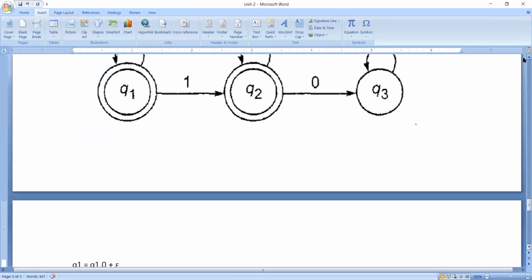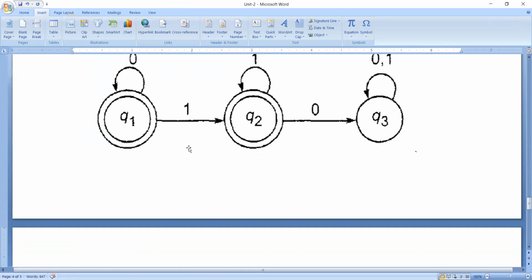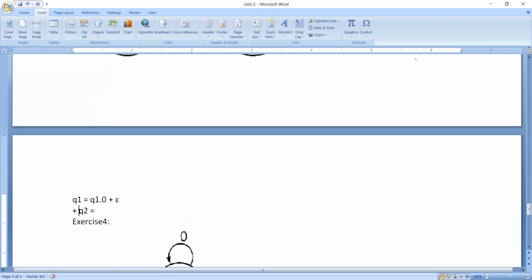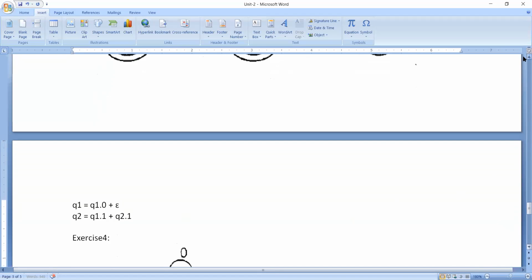Then what about Q2 here? How many incoming transitions are there for Q2? We have two incoming transitions: one is Q1 on 1 and the second one is Q2 on 1. That is the reason why for Q2 we write Q1 on 1 plus Q2 on 1. Okay, now it has been done.